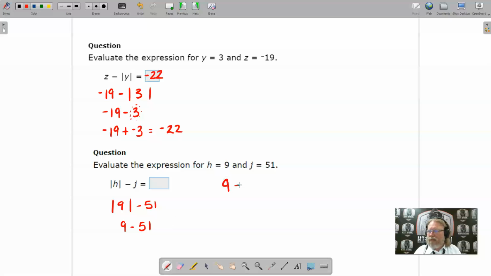And 9 minus 51. And I'm going to rewrite this as 9, change the subtraction to addition, and then take the opposite of the next number. So the opposite of 51 is negative 51. And I now know that if I picture this on a number line, I'm starting at 9, and I'm going to add a negative 51. So I'm going back this way. It's like subtracting 51, right?